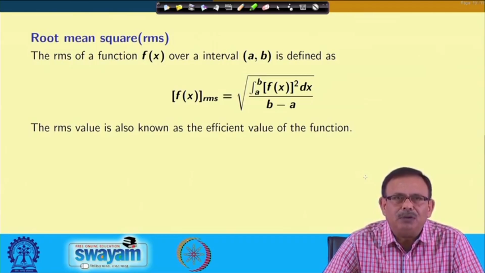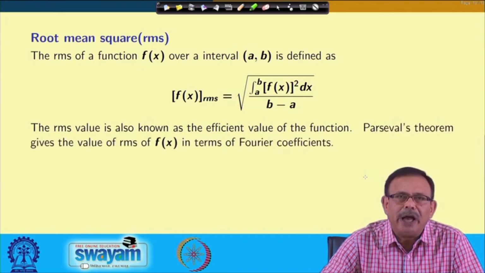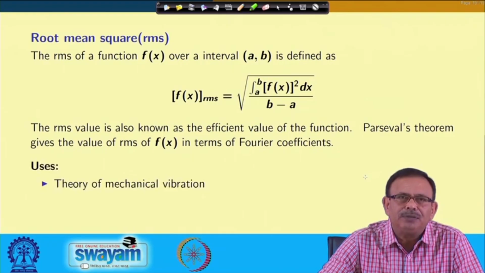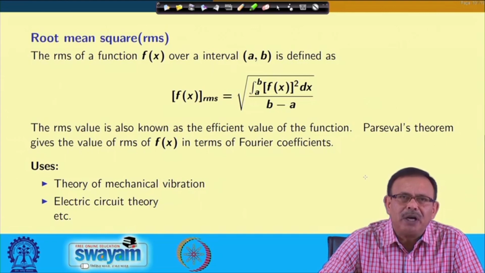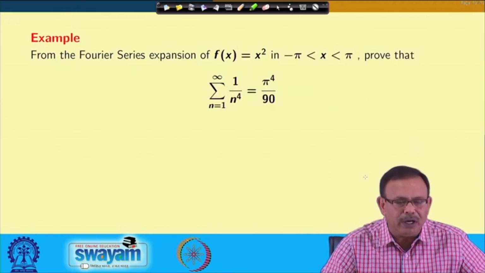This RMS value is sometimes also known as the efficient value of the function, and the Parseval's theorem gives the value of RMS of f(x) in terms of the Fourier coefficients, and it has many applications. One or two applications are theory of mechanical vibration or electric circuit theory. This RMS concept is used widely, and this RMS calculation can be done very easily using this Parseval's theorem by evaluating the value of the integral from a to b of f(x) whole square dx. Now, let us see one example.